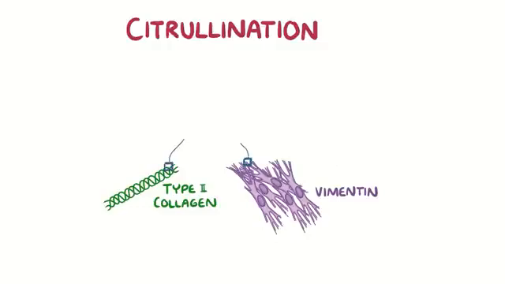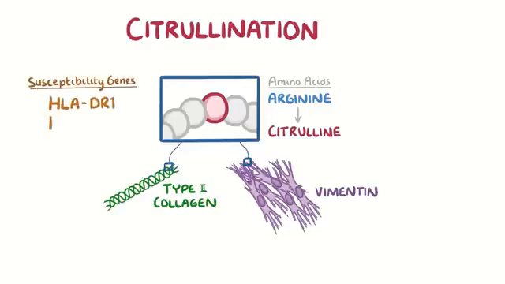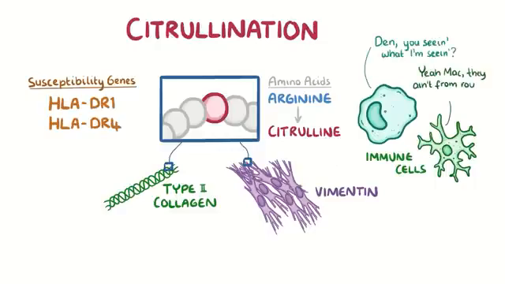Type 2 collagen and vimentin can get modified through a process called citrullination. That's when the amino acid arginine found in these proteins is converted into another amino acid, citrulline. Meanwhile, due to the susceptibility genes, HLA-DR1 and HLA-DR4, immune cells are sometimes not clever enough, so they get confused by these changes and they no longer recognize these proteins as self-antigens.